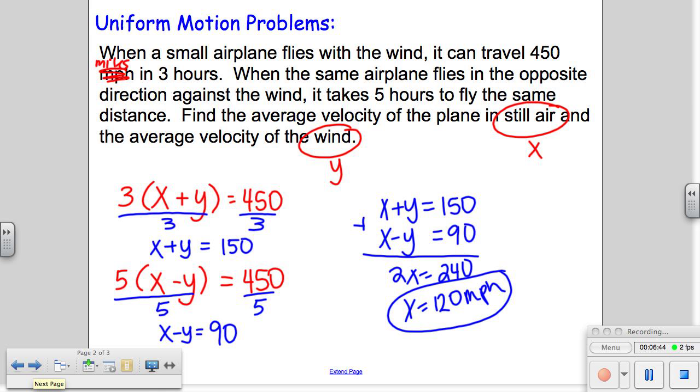Now I can substitute back in and say 120 plus y equals 150. So y is going to be 30. The wind speed is 30 miles per hour. So that's 120 miles per hour in still air and 30 miles per hour in the wind.